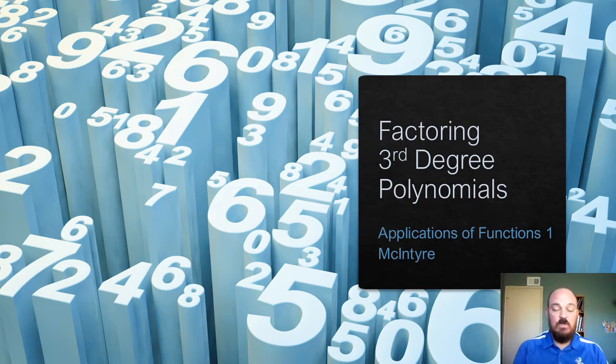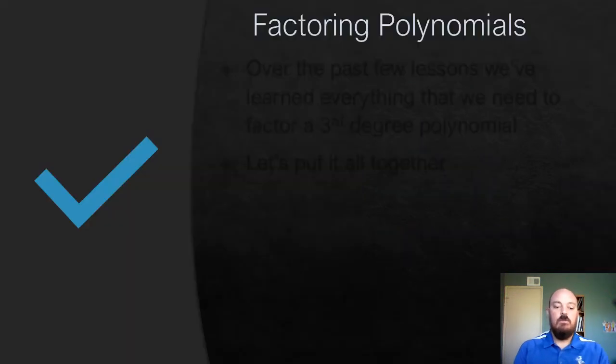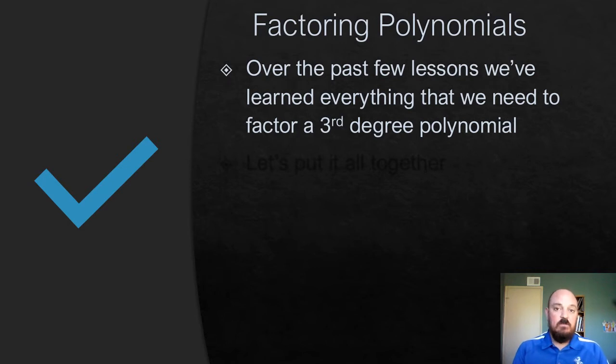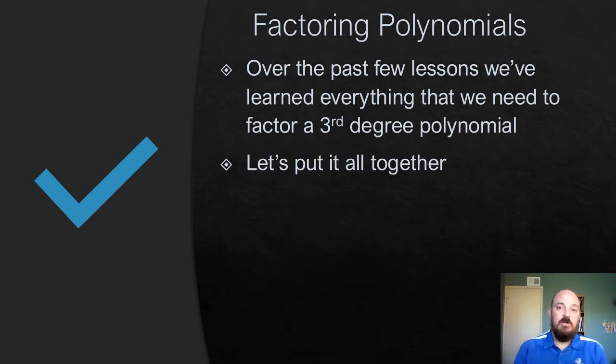And then the second time we did it, I gave you one of the factors, and we did synthetic division once, and then we did the other type of factoring with the quadratic that was left over. Well, we've done a couple things since then, and we're now ready to factor a third degree polynomial if I don't give you any hints at all, if I just give you the polynomial. So basically, over these past few lessons, we've learned everything you need to know to do that. All we have to do today is put it all together.